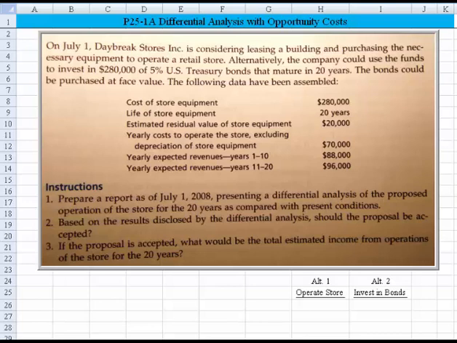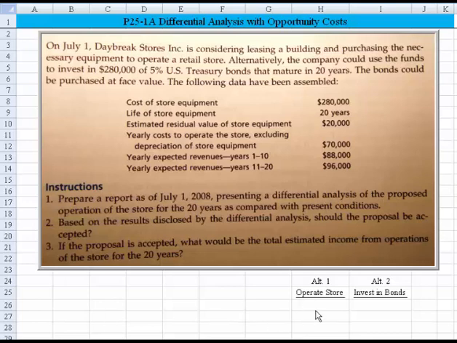And then they give us some information on the cost of the store, the life of the store equipment, the cost to operate the store, and what the expected revenues were. Okay, now let's go over what we're asked to do on this problem. First, we need to prepare a report as of July 1, 2008, presenting a differential analysis of the proposed operation of the store for the 20 years as compared with present conditions. Let's tackle that one first.